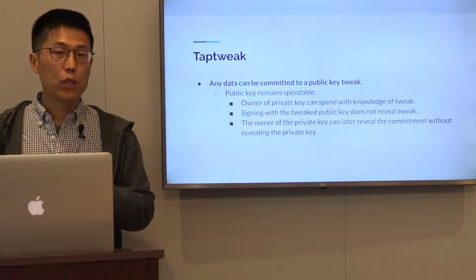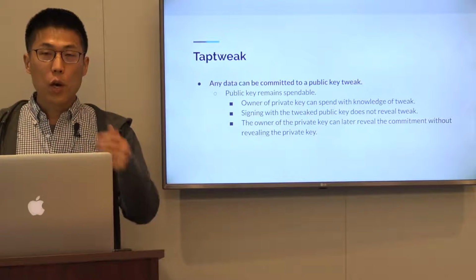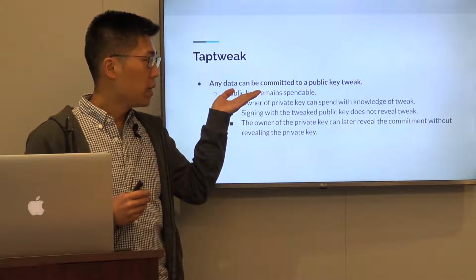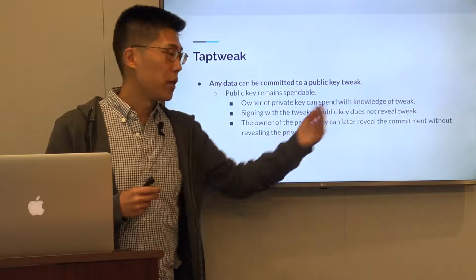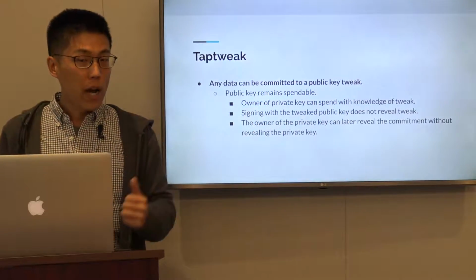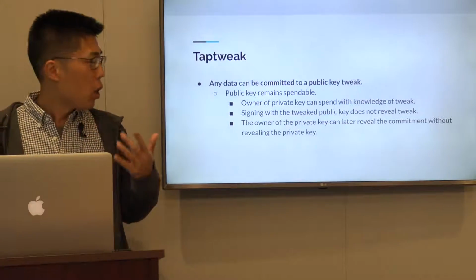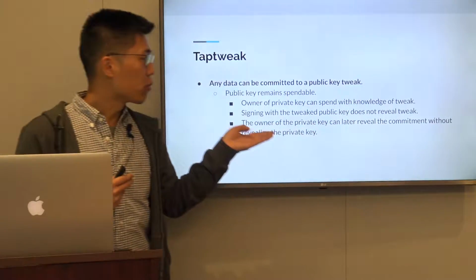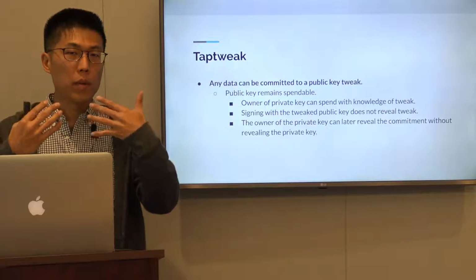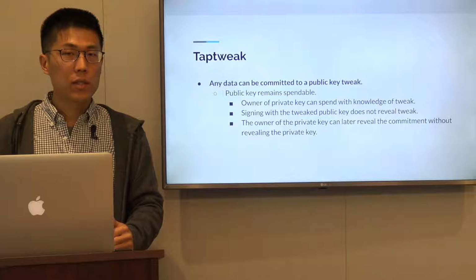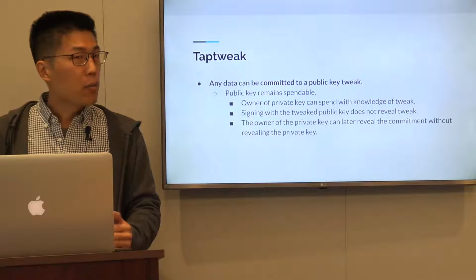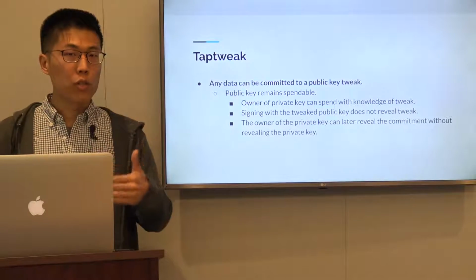So for one, the public key that is tweaked remains spendable. The owner of the private key of the public key can spend the tweaked public key as long as he or she has knowledge of the tweak. The signing of the tweaked public key does not actually reveal the tweak either. The private key owner can later reveal the commitment without revealing the private key. So this way we can nicely commit different scripts to the public key point in a way that allows it to be indistinguishable from any other public key on chain, unless the owner decides to reveal it.